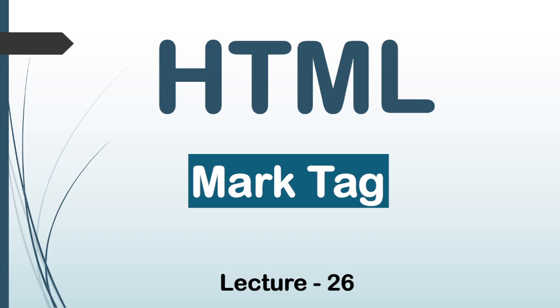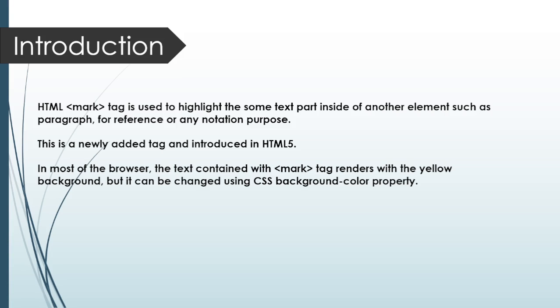So let's move to the introduction part first, then we'll move to the practical section. As you can see here, the HTML mark tag is used to highlight some text inside of another element, such as a paragraph, for reference or notation purposes. In real life, we always use highlighters to mark important concepts in our books, right? Similarly, in your web page, if you want to highlight some important concepts or formulas, you can use the mark tag.